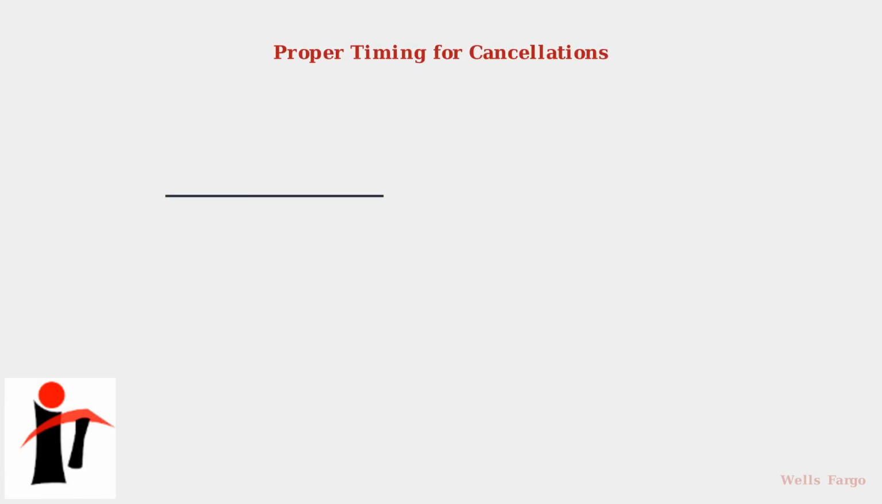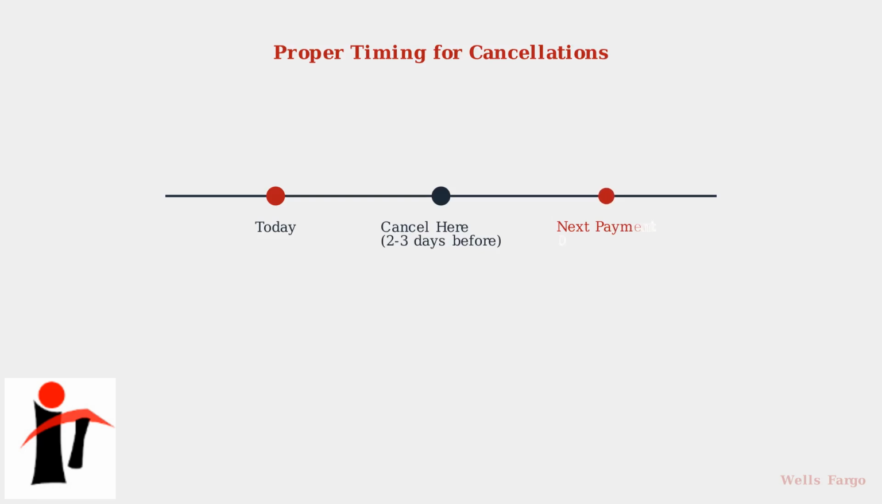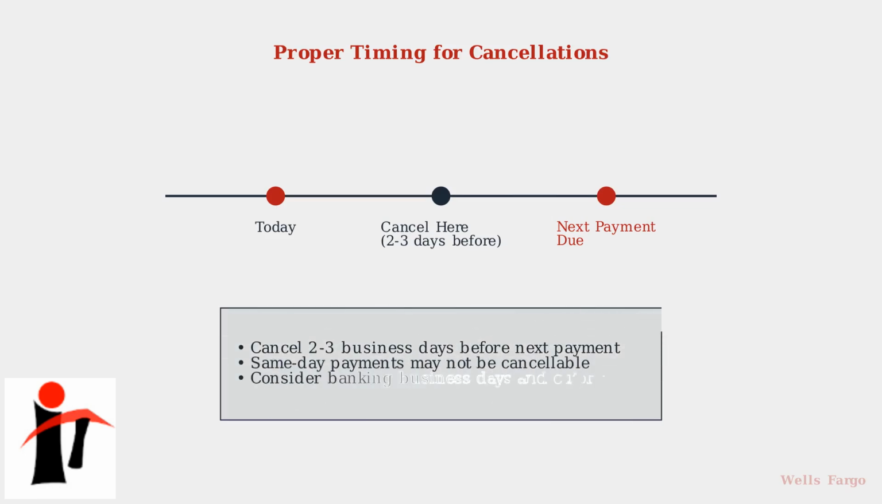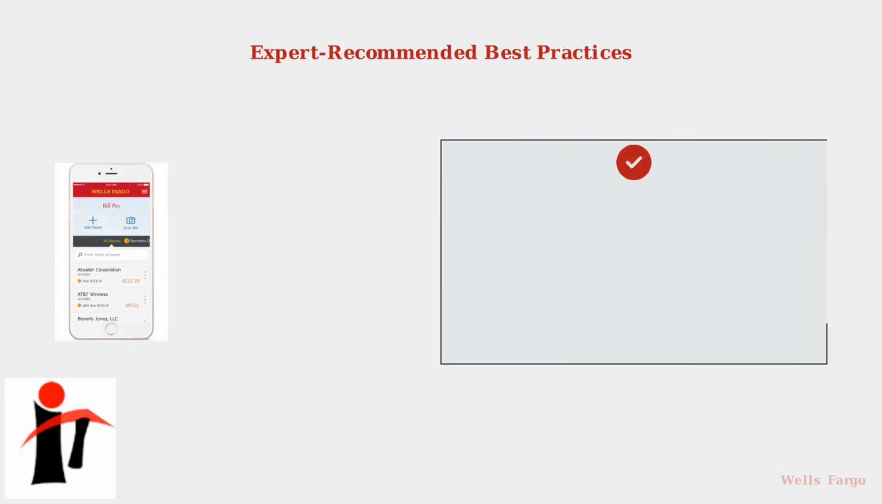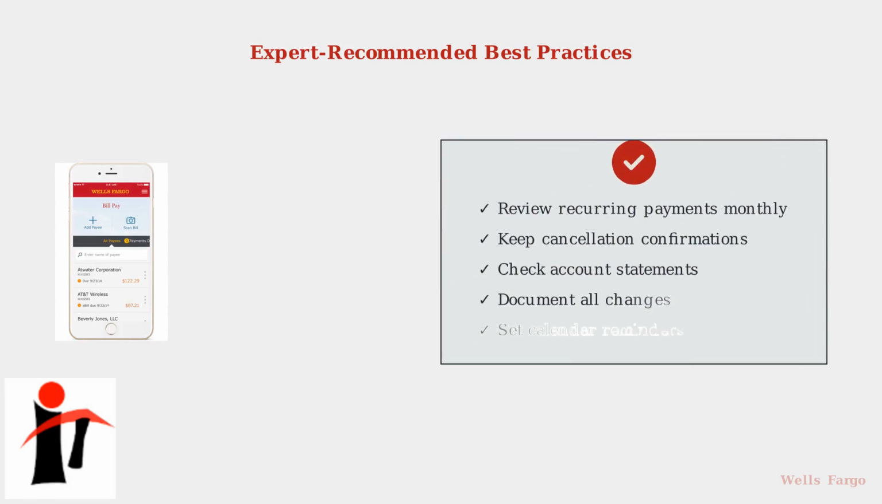Timing is critical when canceling recurring payments. Experts recommend canceling payments 2 to 3 business days before the next scheduled payment when possible. Payments scheduled for the same day may not be cancelable, and you should always consider banking business days and daily processing cutoff times, which are typically around 8 p.m. Eastern Time. Financial experts recommend several best practices for managing recurring payments.